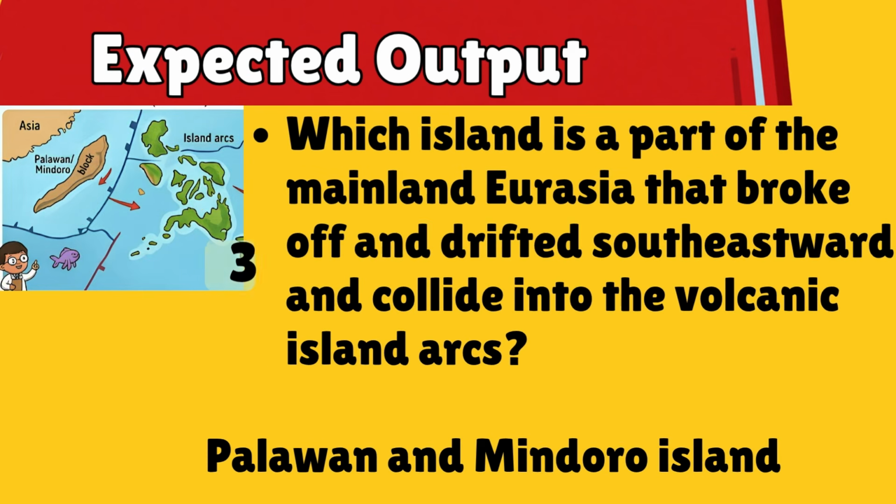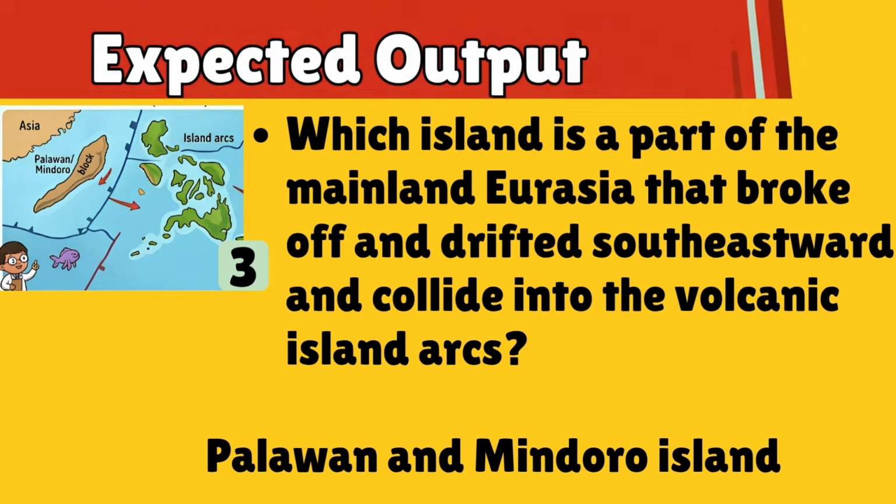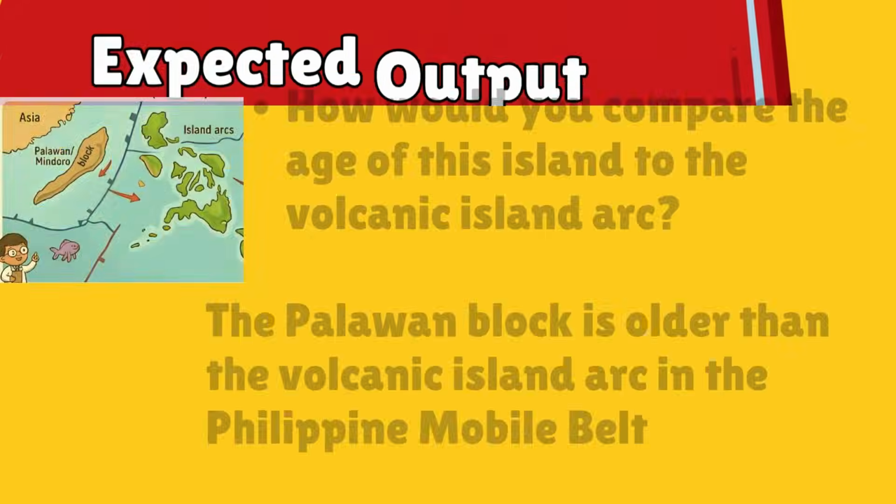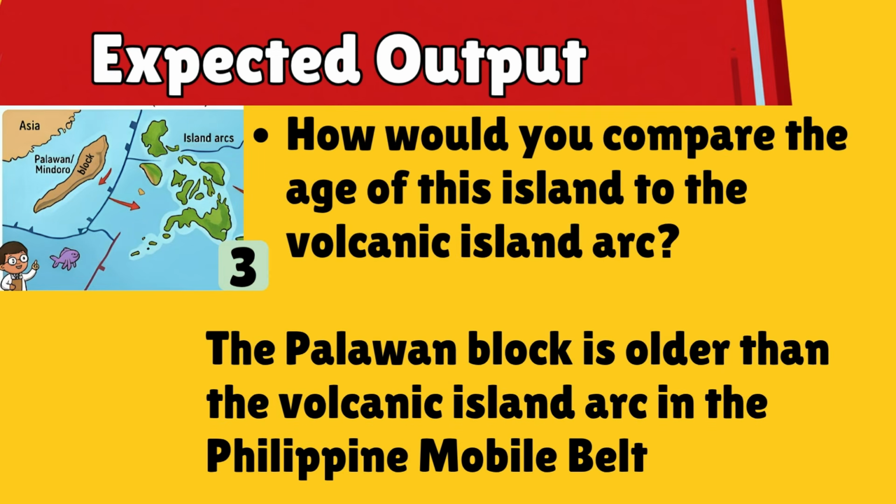And now for the third picture, which island is a part of the mainland Eurasia that broke off and drifted southeastward and collided into the volcanic island arcs? So the answer is Palawan and Mindoro Island. So Palawan is not originally part of the Philippines. It's actually part of the mainland Eurasia. How would you compare the age of this island to the volcanic island arc? The Palawan block is older than the volcanic island arc in the Philippine Mobile Belt because it was relatively young.